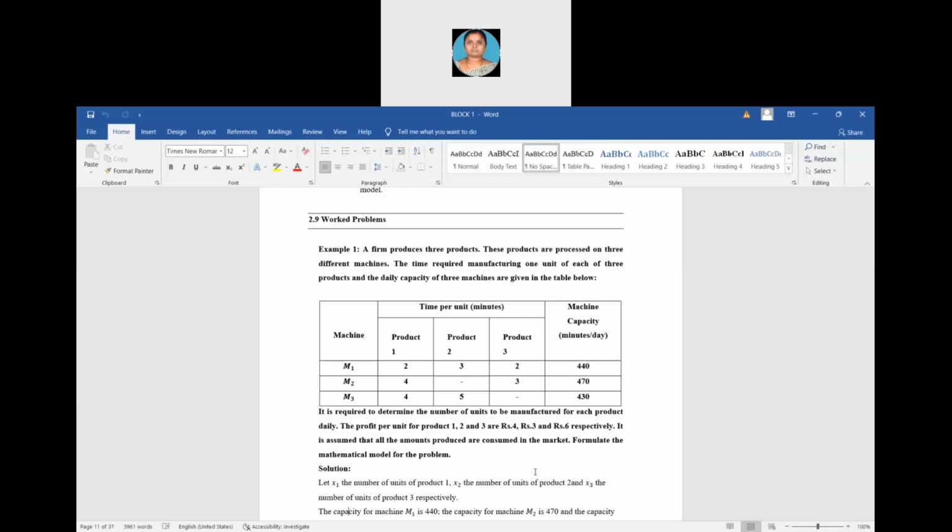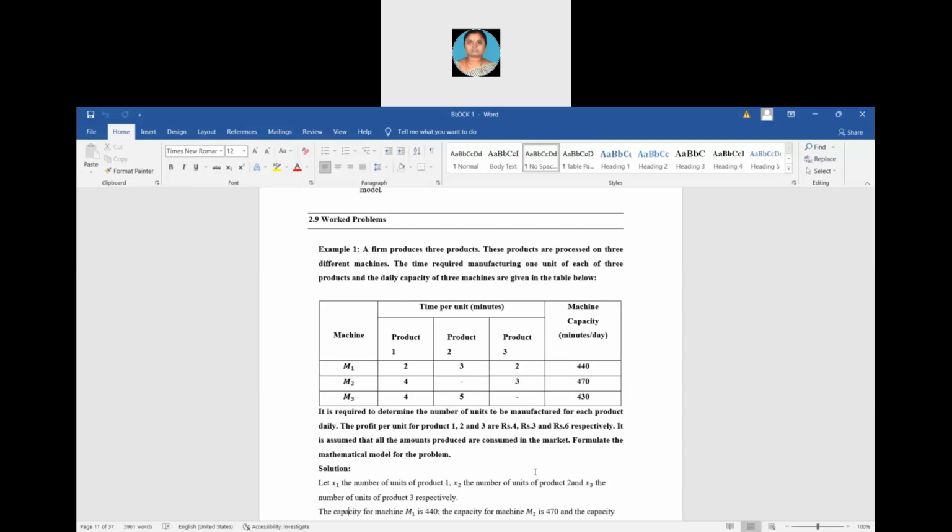It is required to determine the number of units to be manufactured for each product daily. So you have to find out how many units they are manufacturing for each product daily. We have only 3 products, so how many of each they are producing is what we need. The profit per unit of products 1, 2 and 3 is rupees 4, rupees 3 and rupees 6 respectively.